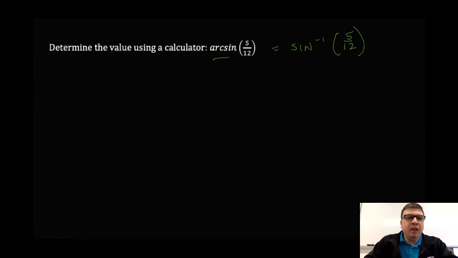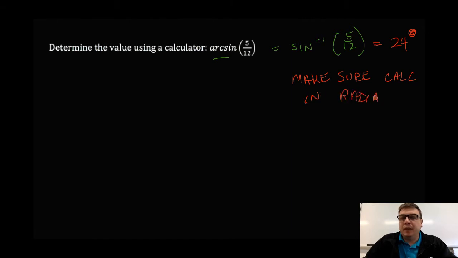Now, if you just use the calculator and type in inverse sine of 5 divided by 12, it'll give you 24. But the problem is that this is not right because that's in degrees. Remember, we're not looking at degrees. We are only dealing with radians. So you need to make sure that you are in the proper mode. Make sure your calculator is in radians.